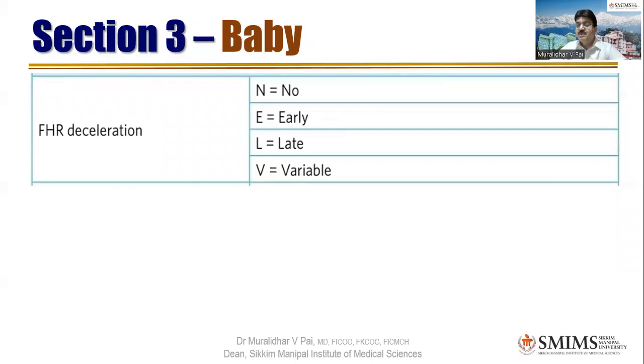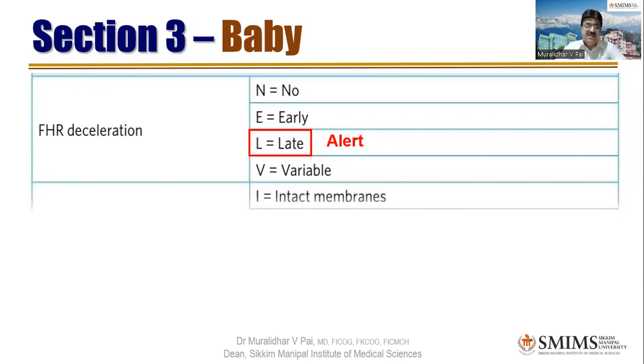V for variable. So can anybody guess here? It's an easy guess. What is the alert here? The alert is L. Okay. N is not always the alert. In the previous section, N was an alert, whereas here L is the alert. Late deceleration is the alert.